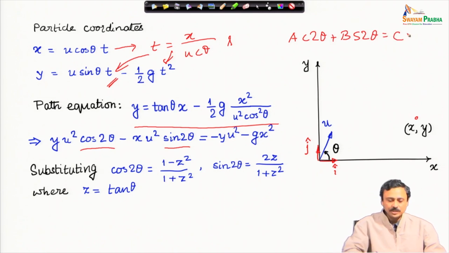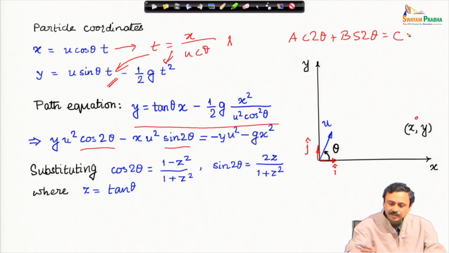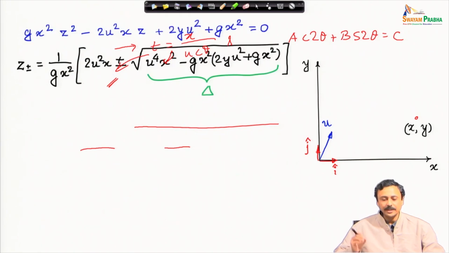Now, to solve such equations, we make these kinds of substitution. Cos 2 theta is 1 minus z square by 1 plus z square, and sin 2 theta is 2z by 1 plus z square, where z is tan theta. These are standard substitutions which you know. If you do the substitution, you come to this quadratic equation in z. Remember, we are finding theta, and theta sits in z, z is tan theta. So, we have to find z.